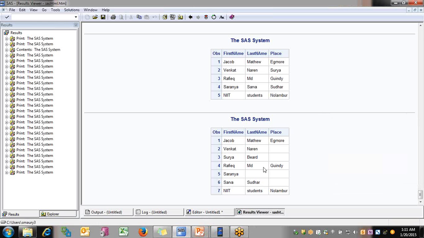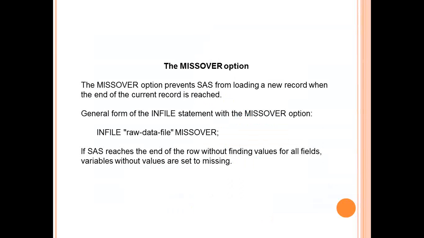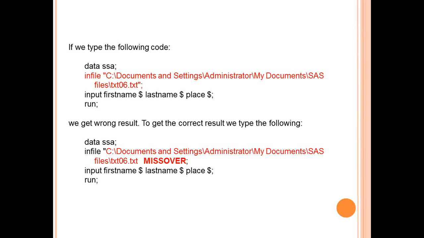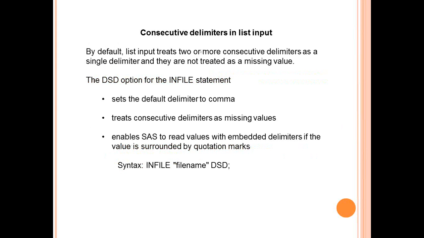So this is the way we can use Missover in the SAS code. Now if we type the following code, which I have already shown you, we just got the correct result, right?